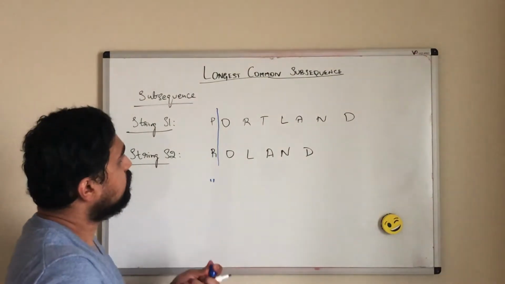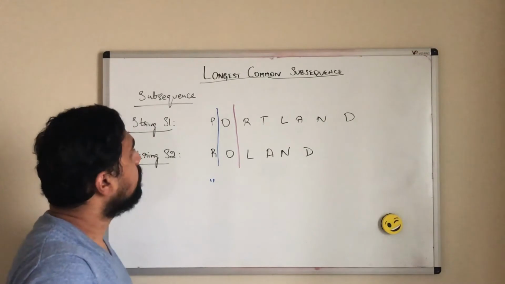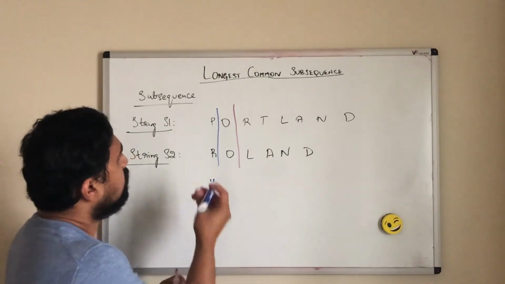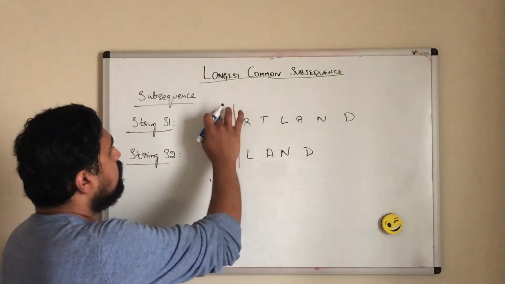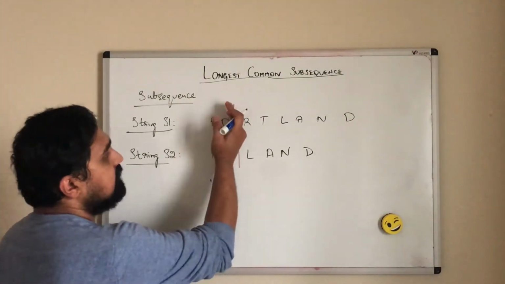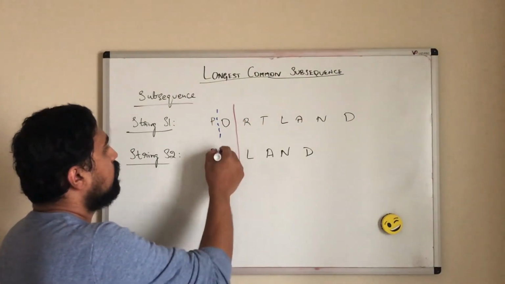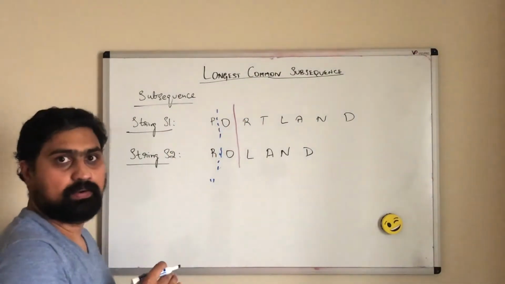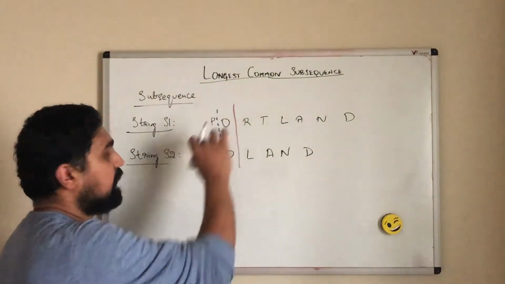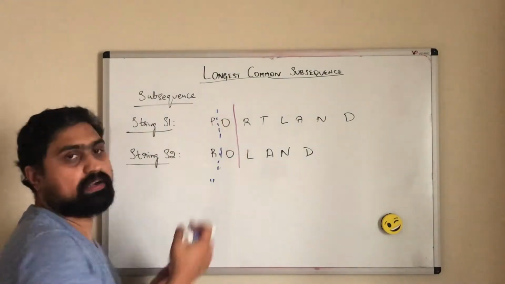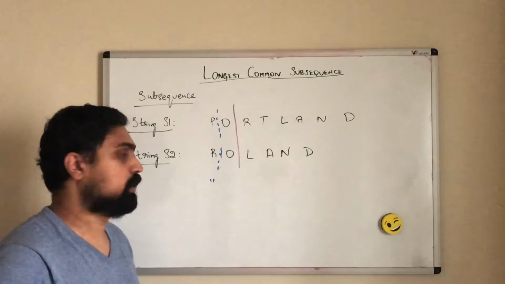Now let's move one character ahead. The longest common subsequence till this point would be whatever we had till here, plus the match between these two characters. If these two characters are a match, then we'll add one character to whatever we had before.